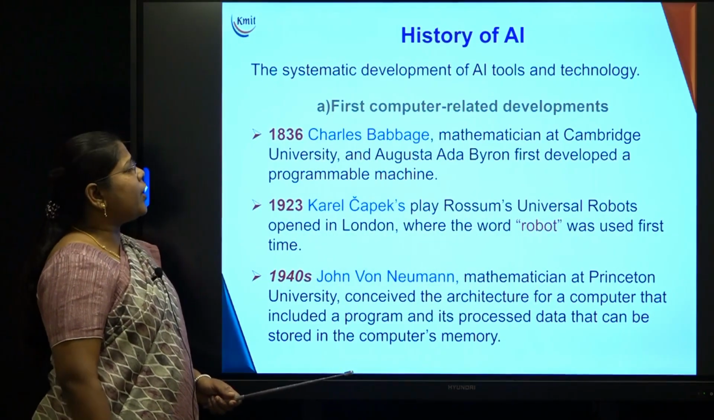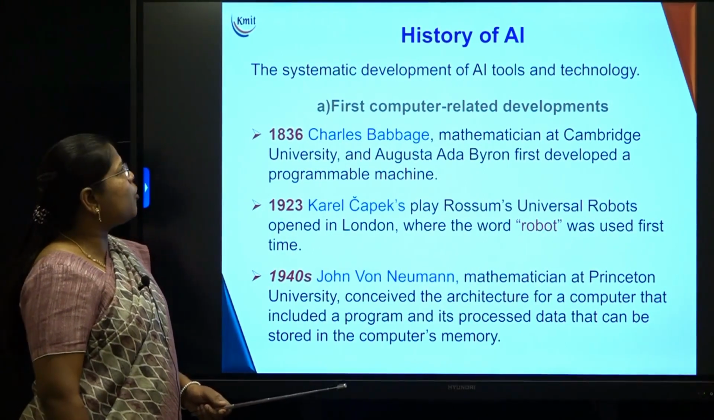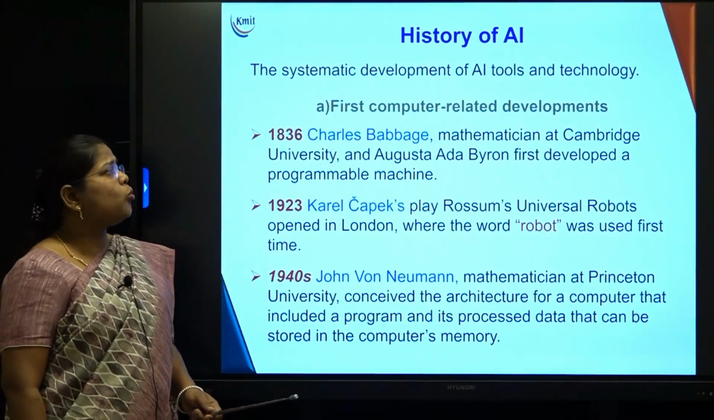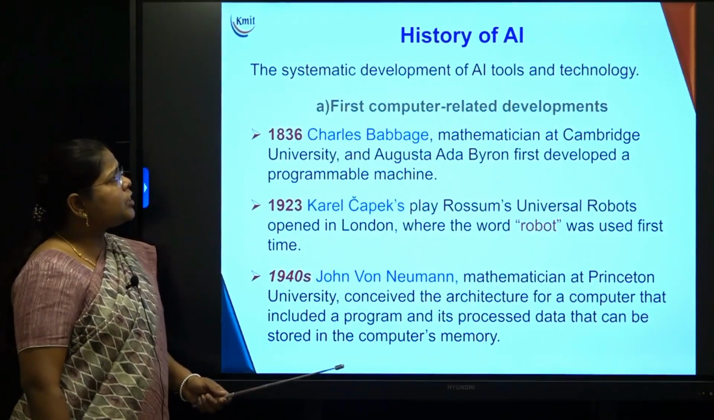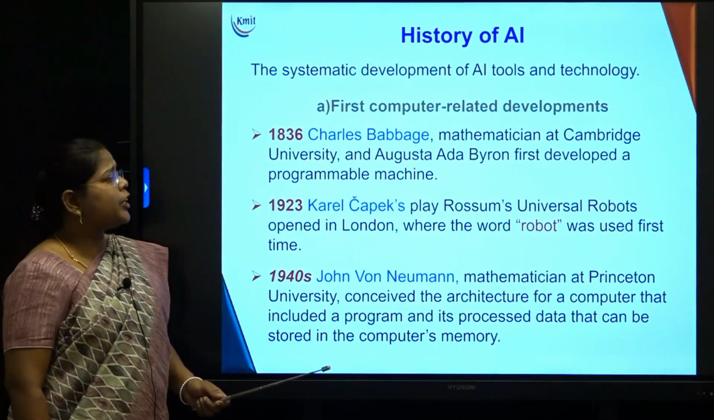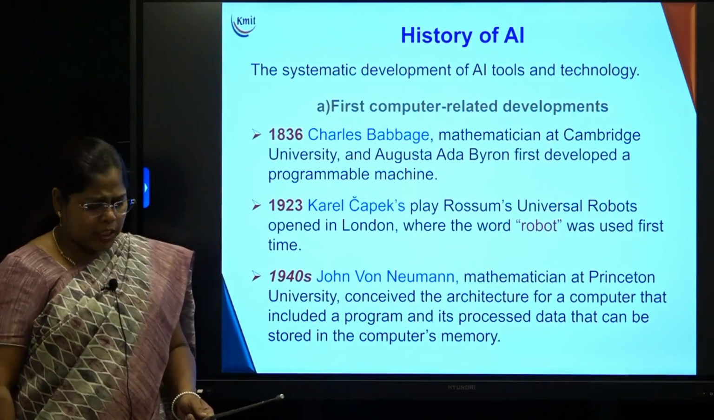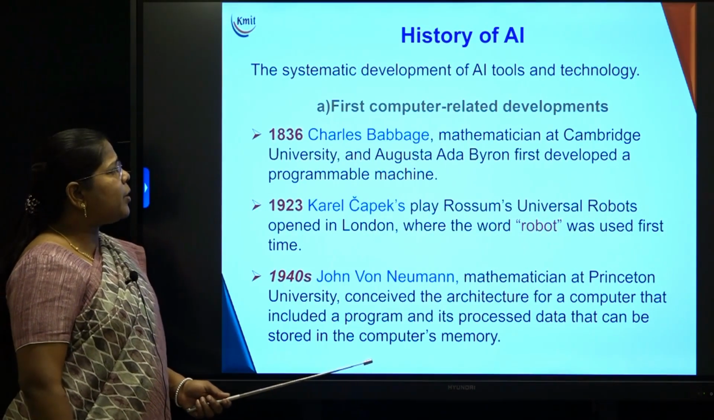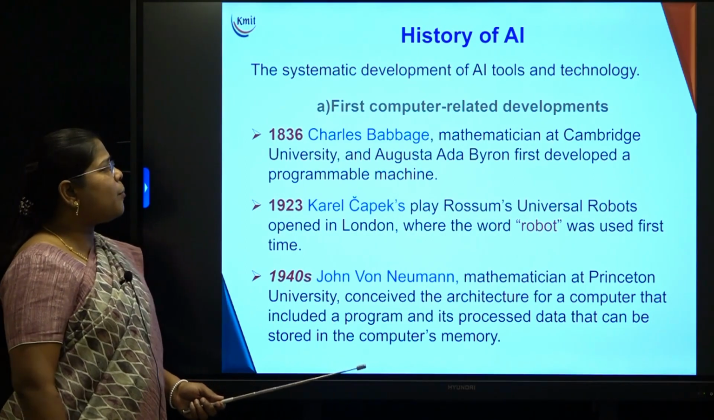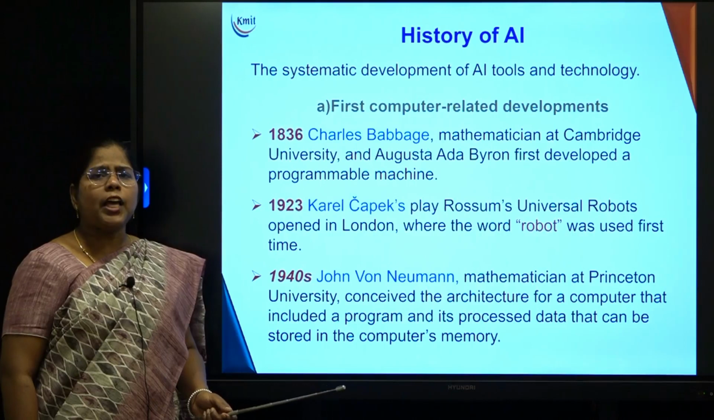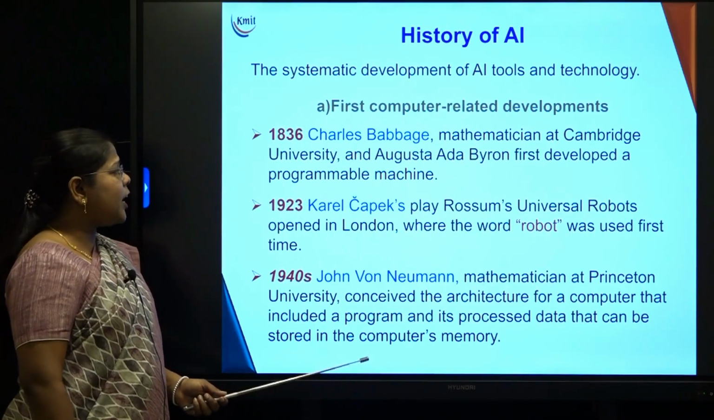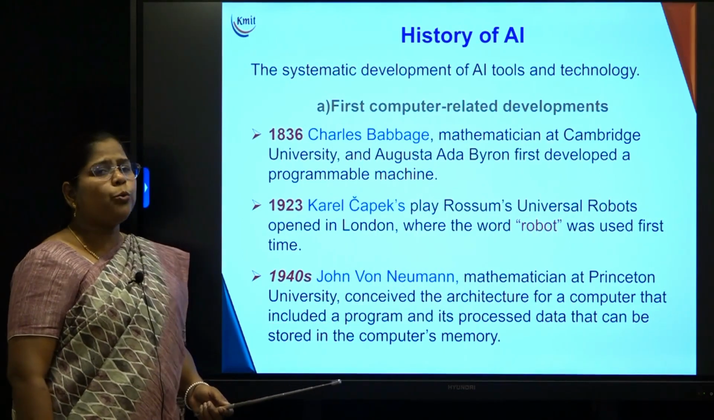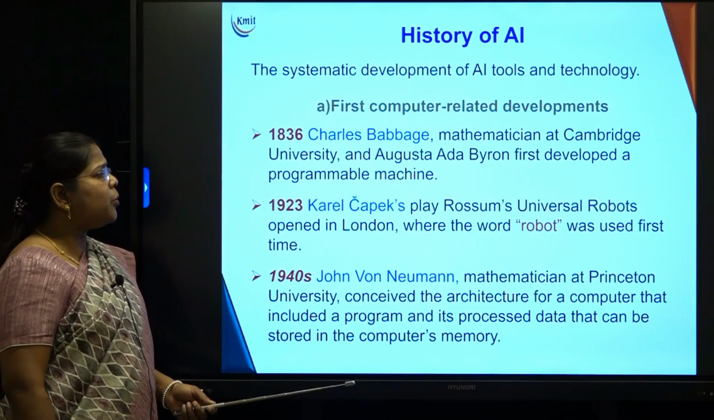Coming to the history of AI, this is our next topic. It is the systematic development of AI tools and technologies, related to the development of the first computers. In the olden days, in the 18th century, Charles Babbage defined a programmable machine that could be used as an artificial machine. And in 1923, the word robot was first used in Rossum's Universal Robots.